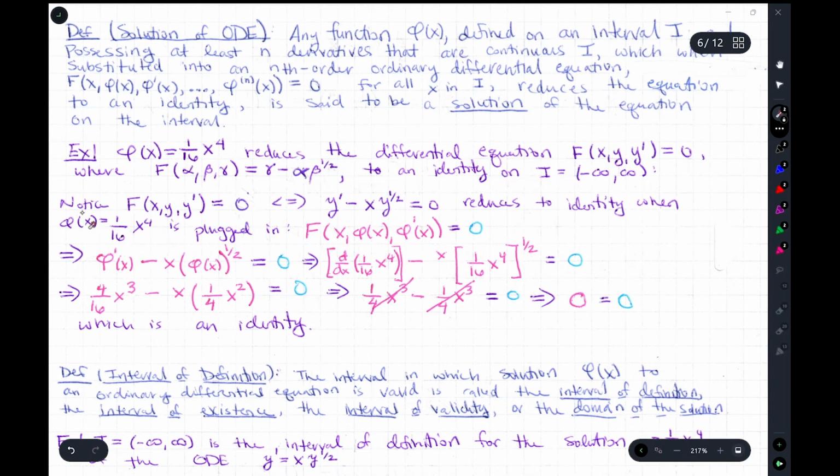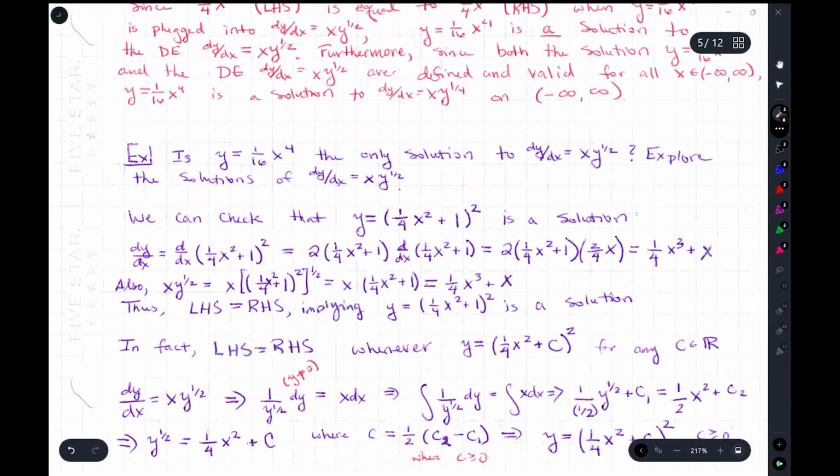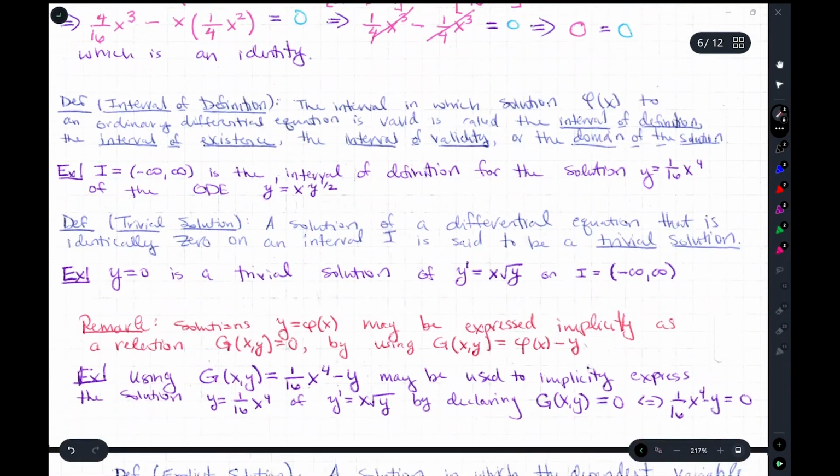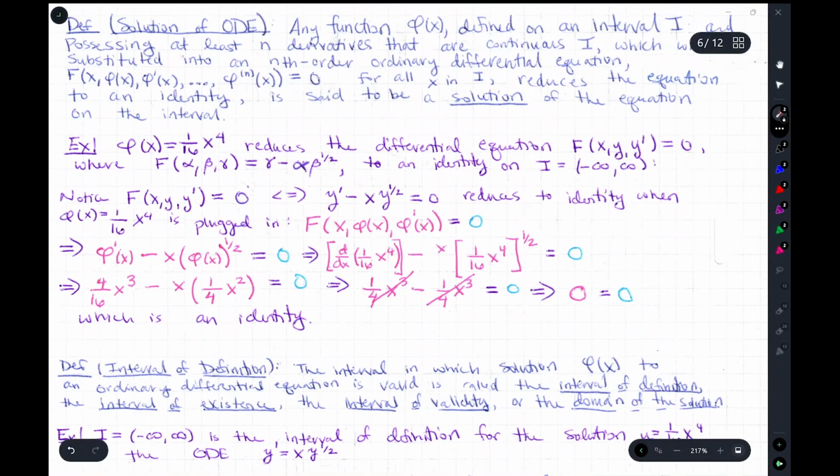So here, f is equal to x, y, y prime. If we substitute x instead of alpha, y instead of beta, and y prime instead of gamma into this equation, right? This is our differential equation in implicit form. We get this, okay? And that's precisely the differential equation up here. So just to show you what that implicit form looks like. And this reduces to the identity y.